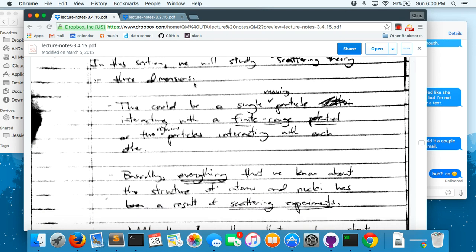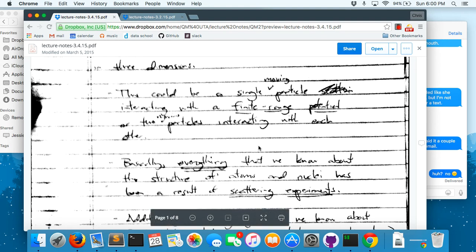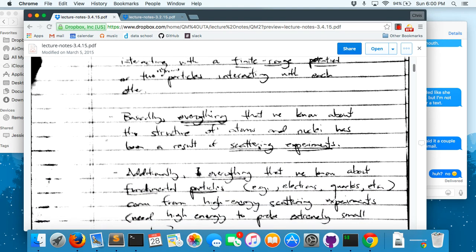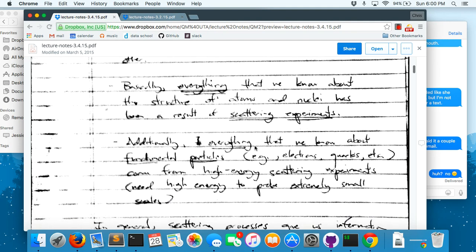and then nowadays we even understand the structure of nucleons, so like protons and neutrons, right? But like I said, everything that we know about the structure of atoms, nuclei, and protons and neutrons comes from scattering experiments. And like I just said, everything that we know about fundamental particles.